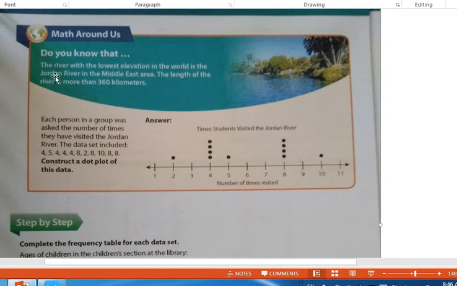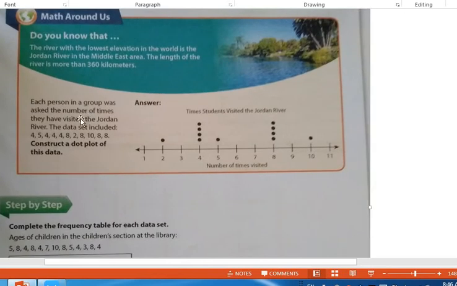Do you know that the river with the lowest elevation in the world is the Jordan River in the Middle East? The length of the river is more than 360 kilometers. So each person in a group was asked the number of times that they have visited Jordan.